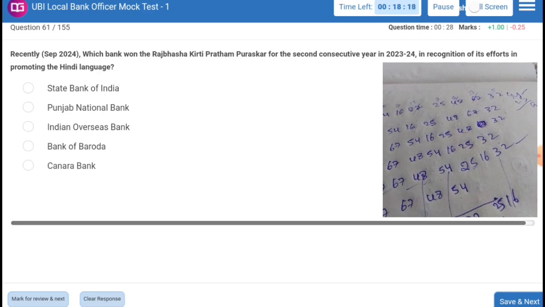Recently, in September 2024, which bank won the Rajbhasha Kirti Puraskar for the second consecutive year in recognition of its efforts in promoting the Hindi language? I think Bank of Baroda or Punjab National Bank. I think Indian Overseas.